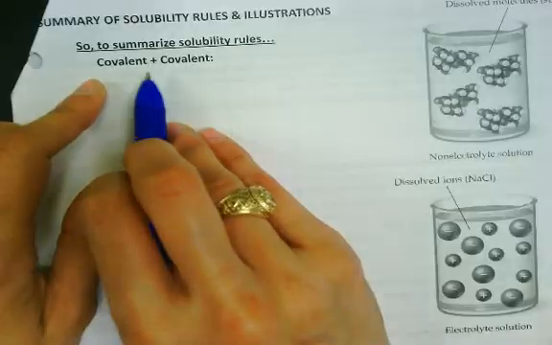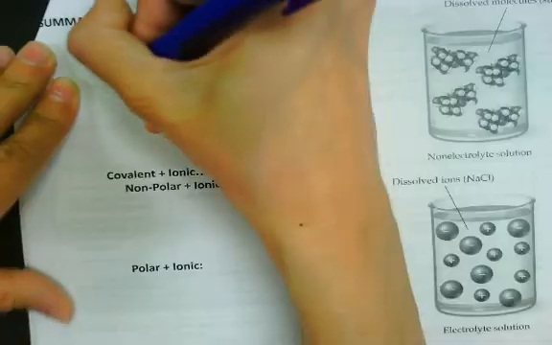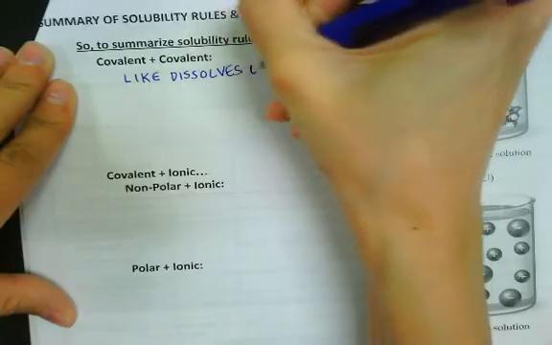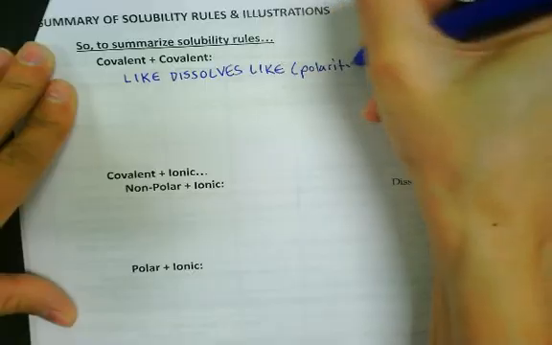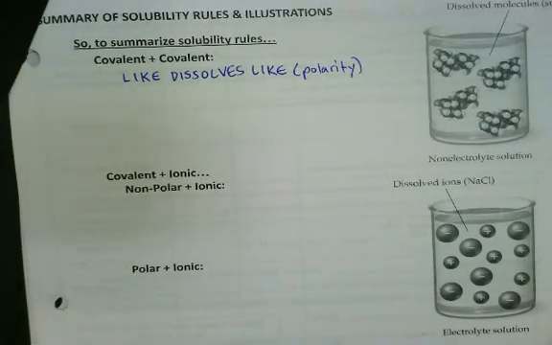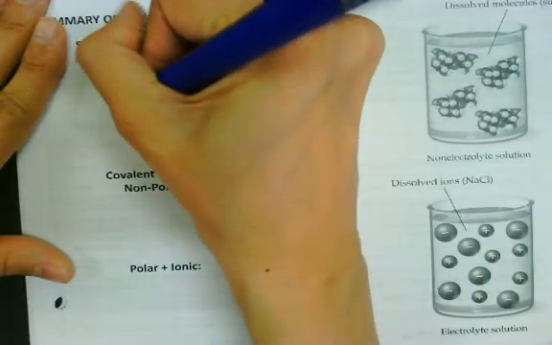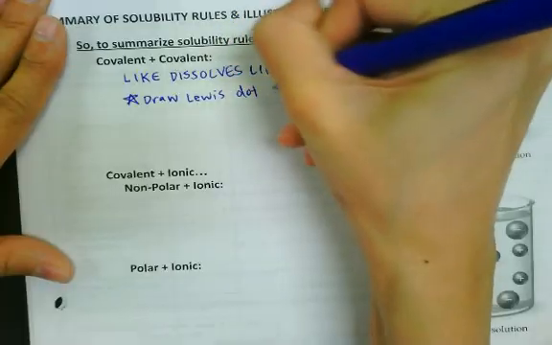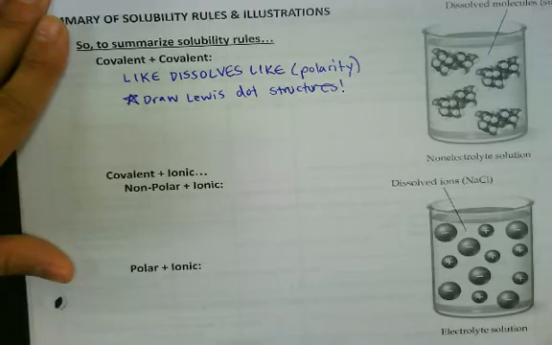To summarize our solubility rules, if you have two covalent substances, your rule is that like dissolves like. Remember that like dissolves like. We are talking about polarity when we talk about like dissolving like. Nonpolar will dissolve other nonpolar. Polar will dissolve other polar. So in order to determine that polarity, you want to make sure you draw out your Lewis dot structures.